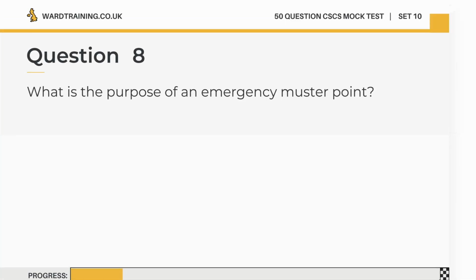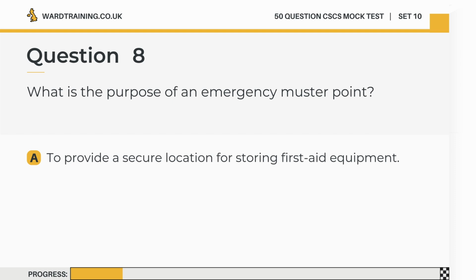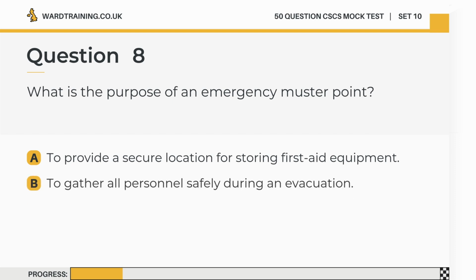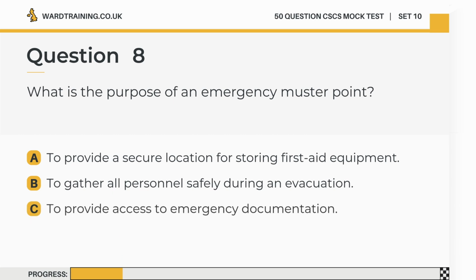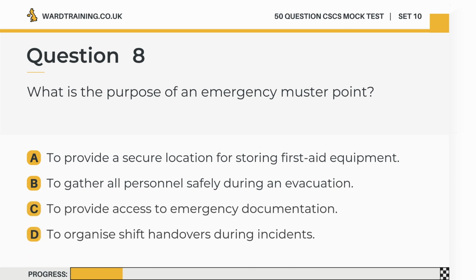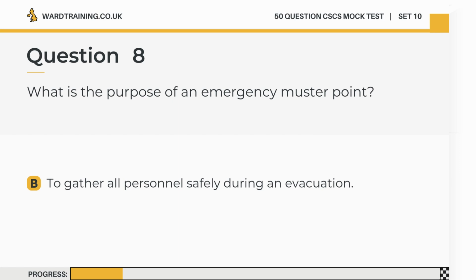Question 8. What is the purpose of an emergency muster point? A. To provide a secure location for storing first aid equipment. B. To gather all personnel safely during an evacuation. C. To provide access to emergency documentation. D. To organize shift handovers during incidents. The correct answer is B. To gather all personnel safely during an evacuation.